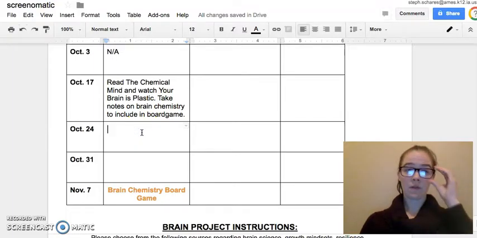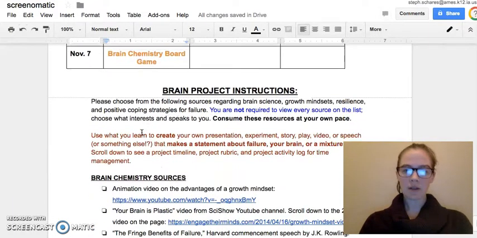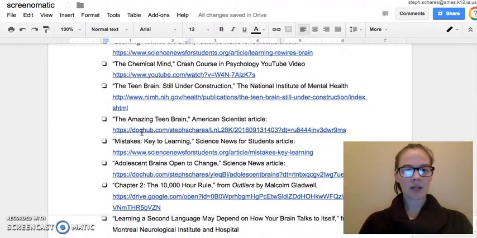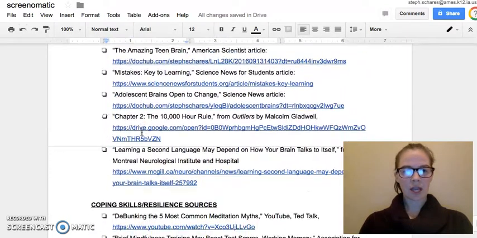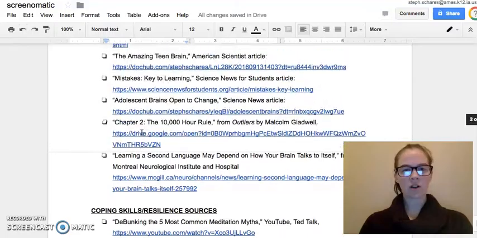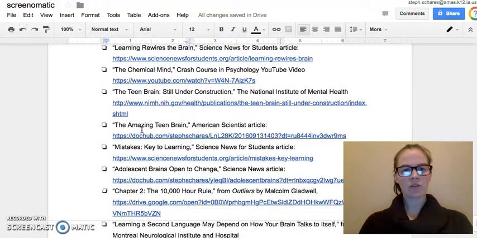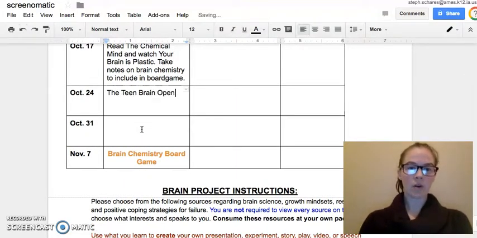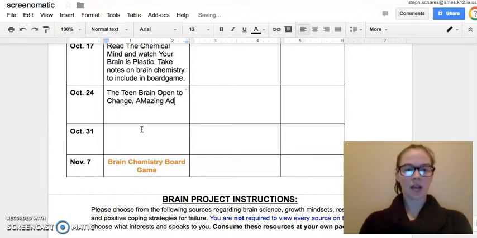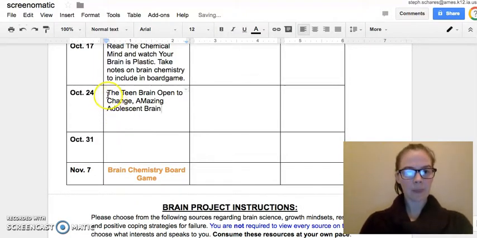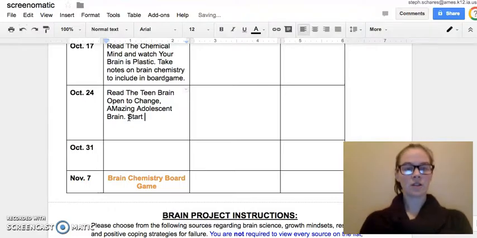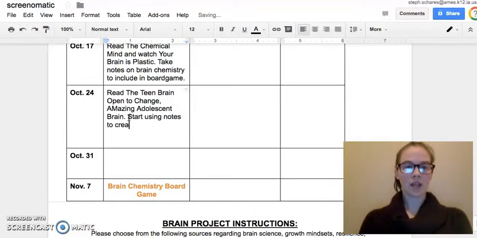Okay, on the 24th, I want to continue my research, so I'm going to read The Teen Brain Still Under Construction and another science article, Adolescent Brains Open to Change. I'm going to read those 2 science articles, The Amazing Adolescent Brain, and I'm going to start using notes to create rules to my game.